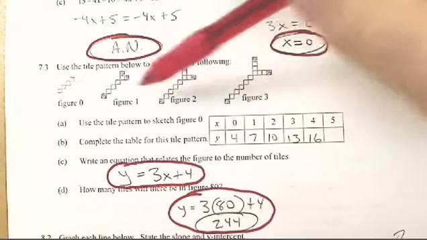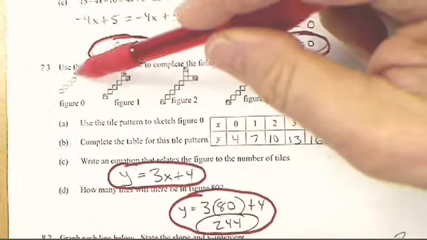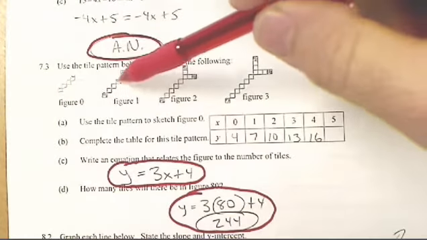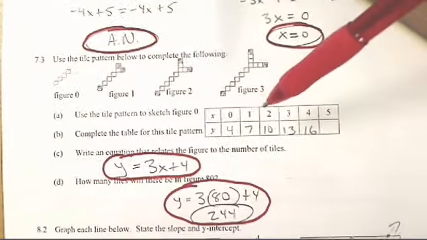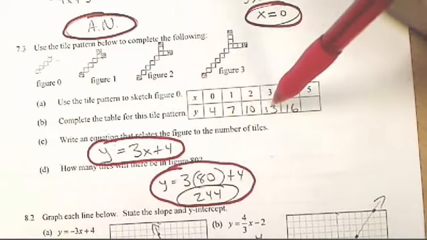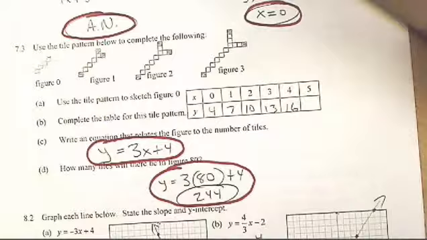Looks like we're adding 3 tiles each figure, so I have to take 3 away to go this direction. And one figure has 1, 2, 3, 4, 5, 6, 7, so one has 7. So you just fill in your table. You see the pattern that it's adding 3 every time. That's why it's 3x. Plus 4 means you start off with 4.